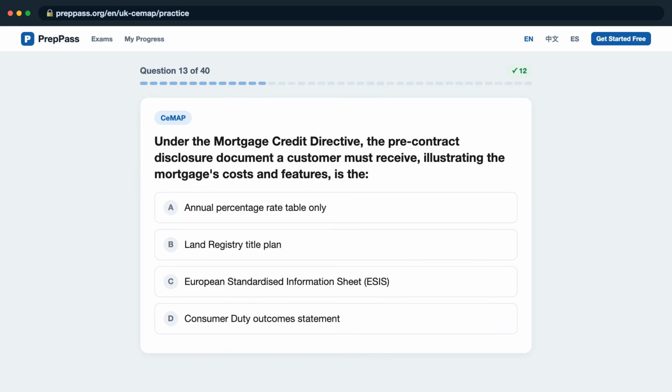Question 13. Under the Mortgage Credit Directive, the pre-contract disclosure document a customer must receive, illustrating the mortgage's costs and features, is it A, annual percentage rate table only? B, Land Registry Title Plan? C, European Standardised Information Sheet, ESIS? D, Consumer Duty Outcomes Statement?